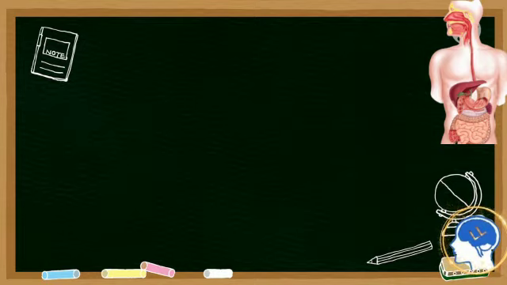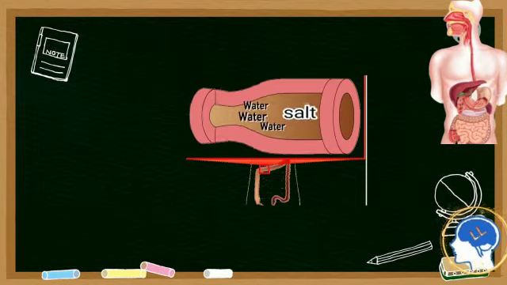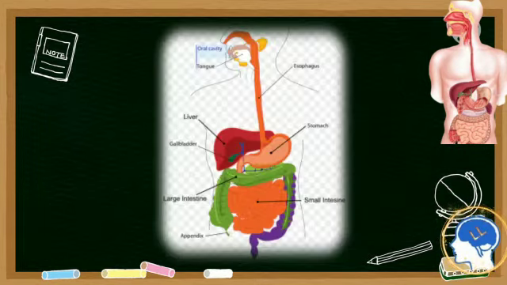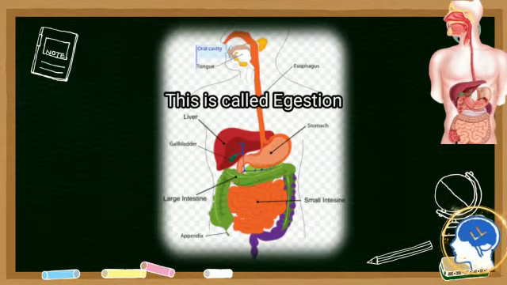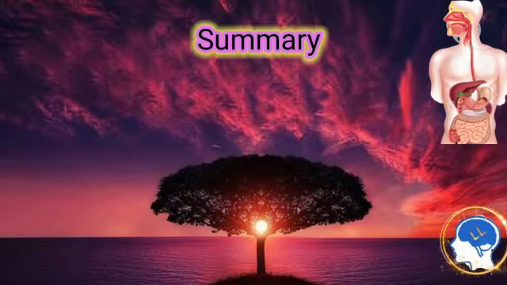The large intestine absorbs the water and some salt from undigested food. The waste enters the rectum. It is called fecal matter. Then the fecal matter is removed through the anus. This is called egestion. Let us summarize what we have learnt.